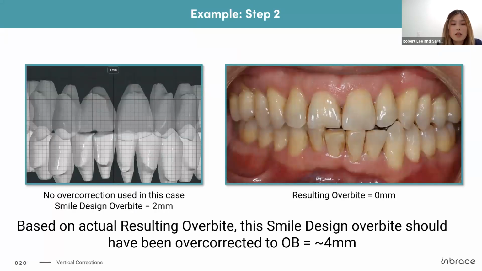Based off of the actual resulting overbite, the smile design overbite should have been overcorrected to at least 3 to 4 millimeters. And you can see in this case, no overcorrection was used. The smile design was set to be around 2 millimeters, which then results in about 0 millimeters of overbite in this case.